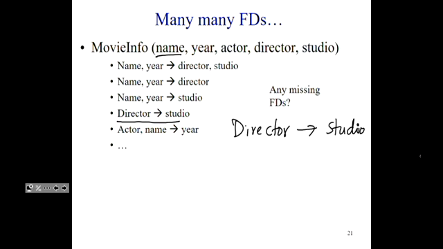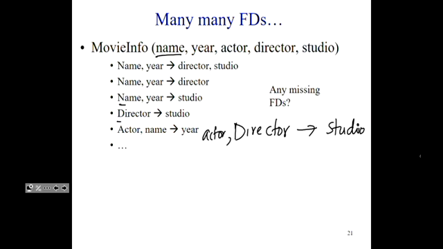Now, name, year to studio. Name, year to studio, I already have that. Okay, so before I get there, let's say I have director implies studio. You can see that I can add pretty much any attribute on the left hand side and the functional dependency will still hold. Right? So I could have, for instance, actor, comma, director implies studio.